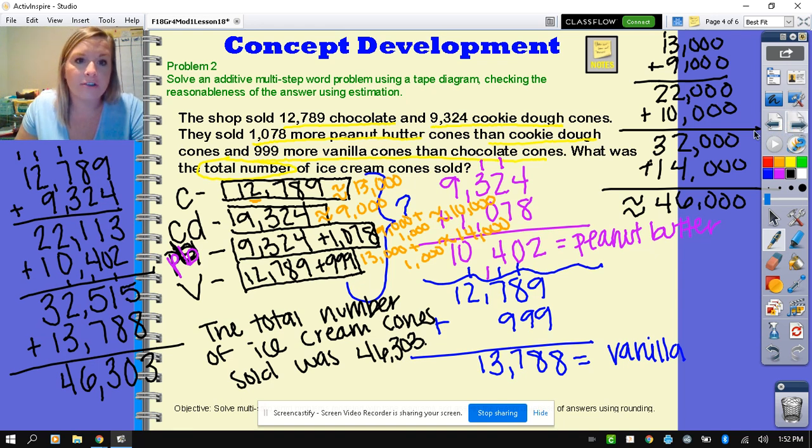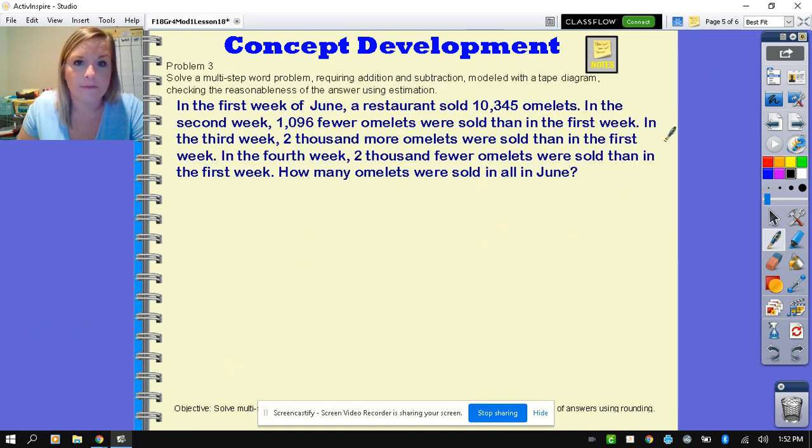From here, I challenge you guys to practice this other concept development on your own. It looks very similar to the two that we just did. I'll go ahead and read it out to you, but make sure you follow all of the steps. So in the first week of June, a restaurant sold 10,345 omelets. In the second week, 1,096 fewer omelets were sold than in the first week. In the third week, 2,000 more omelets were sold than in the first week. And in the fourth week, 2,000 fewer omelets were sold than in the first week. How many omelets were sold in all of June?